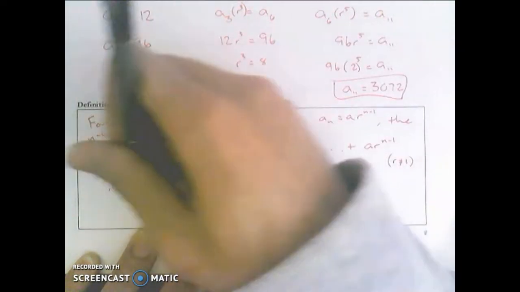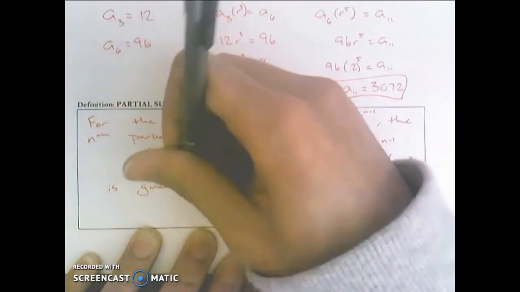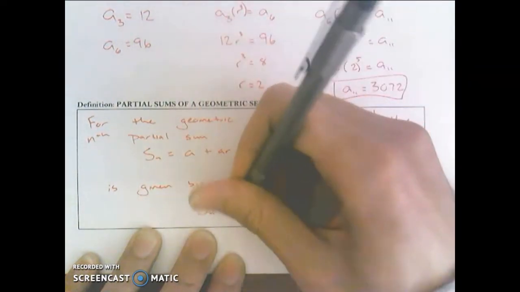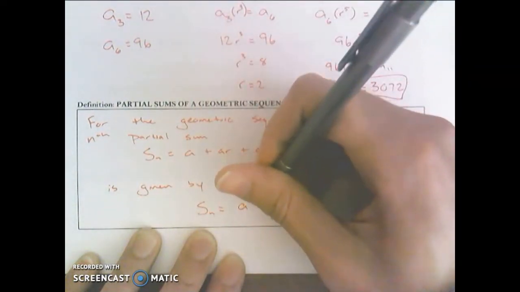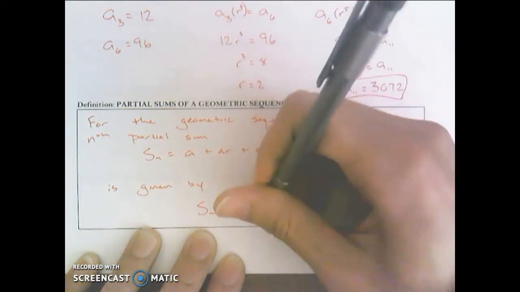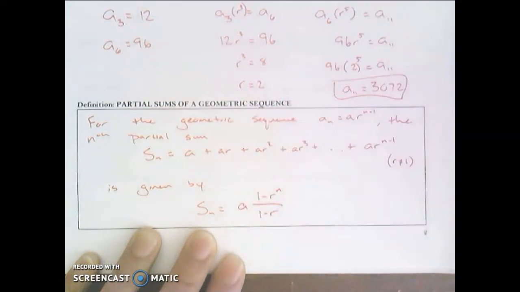This partial sum is given by S_n equals a times 1 minus r to the n over 1 minus r.